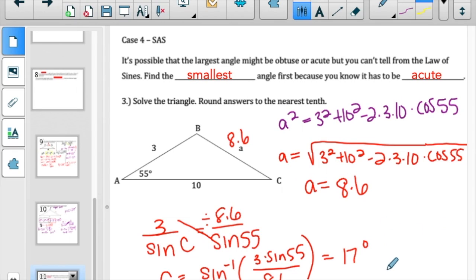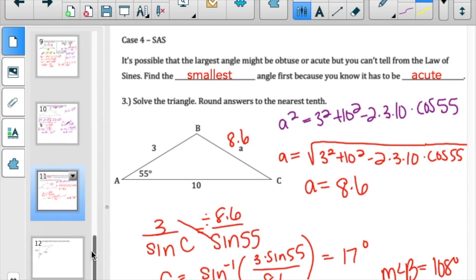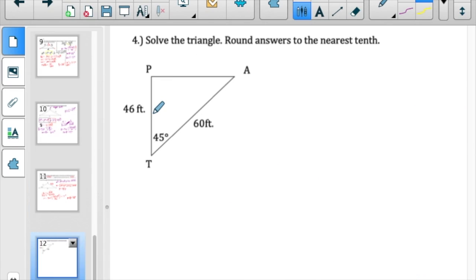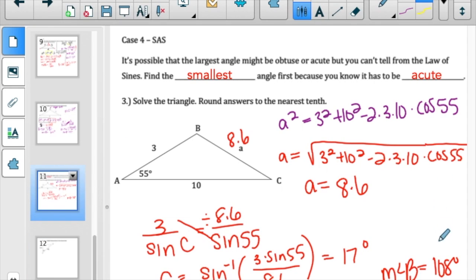So then lastly, the measure of angle B equals what? 180 minus 55 minus 17, 108 degrees. All right, I'm going to go ahead and show you how to set up number 4. I think we're doing okay on this now. So again, 108 for measure of angle B.